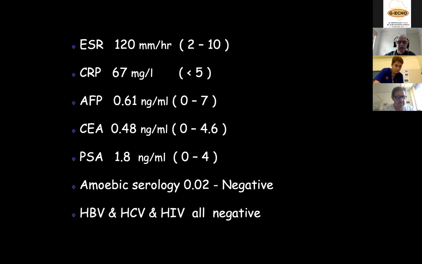And he had these blood tests done. He had amoebic serology. Somebody in the physician line decided to do his prostate-specific antigen. I'm not quite sure what the significance of that was. And as you can see, his AFP, CEA, CRP, and ESR, where his ESR and CRP were the only real abnormalities that he had. And we screened him for HBV, HCV, and HIV, and all were negative, because obviously that might have a bearing on the etiology.